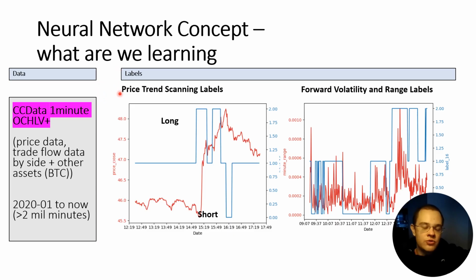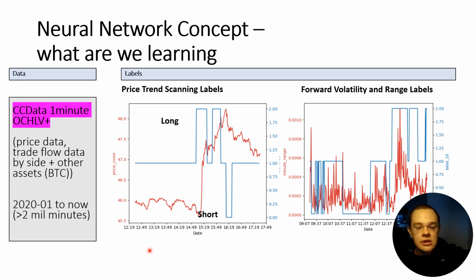So what are we trying to model? We use the CC data 1 minute OHLCV plus, which is price data plus trade flow by side. We have over 2 million rows to train on. We're trying to predict a couple of things. First of all, the trend. So a label from 2 to 0, 2 up, 0 down, 1 flat.